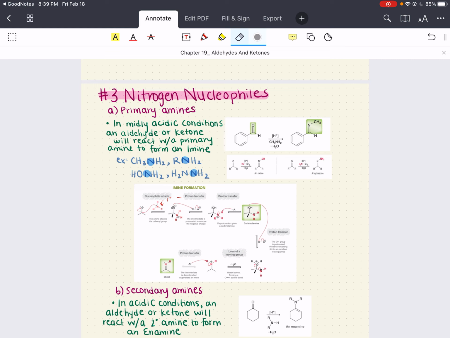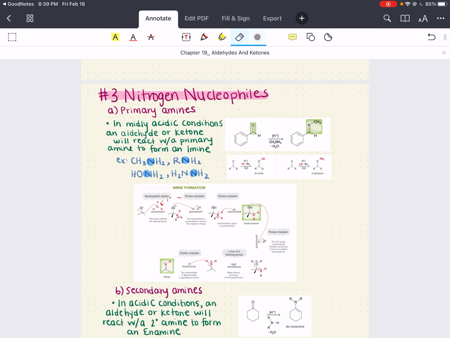Today we're going to go ahead and finish the second part of chapter 19, and we're going to continue our discussion about nucleophilic addition reactions that happen in ketones and aldehydes. We're going to pick off where we started. We covered oxygen and sulfur nucleophiles last time. So today we're going to start off with nitrogen nucleophiles and their reactions with ketones and aldehydes.